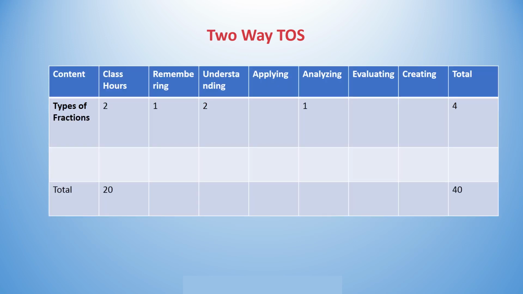Another TOS format is the two-way TOS. These are the columns present for this format. There is a further classification of items into which level they belong.